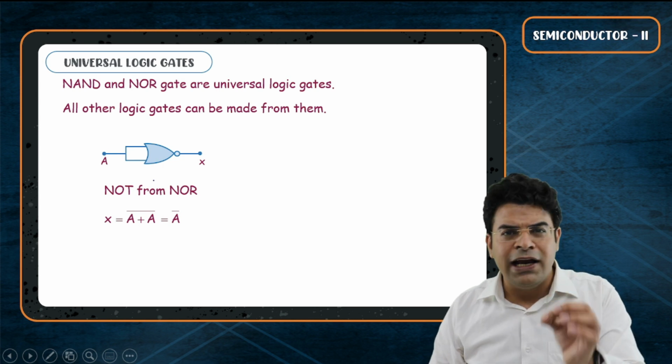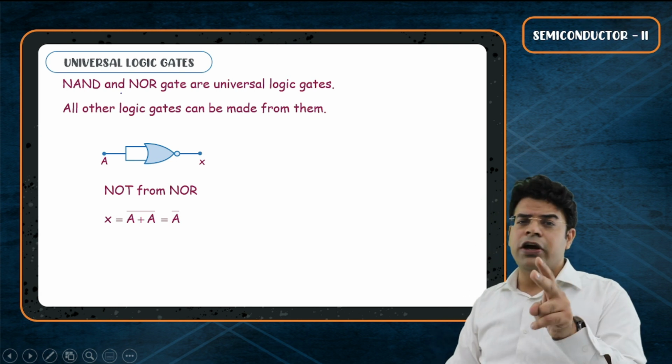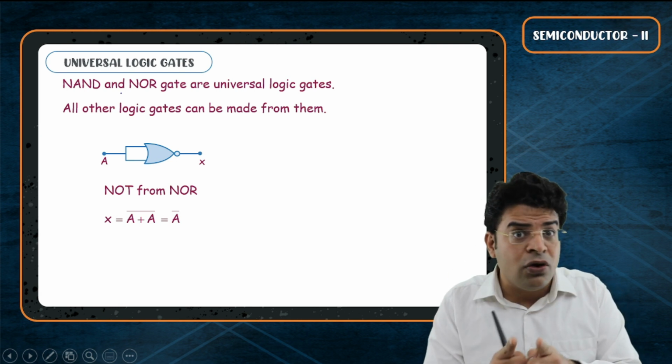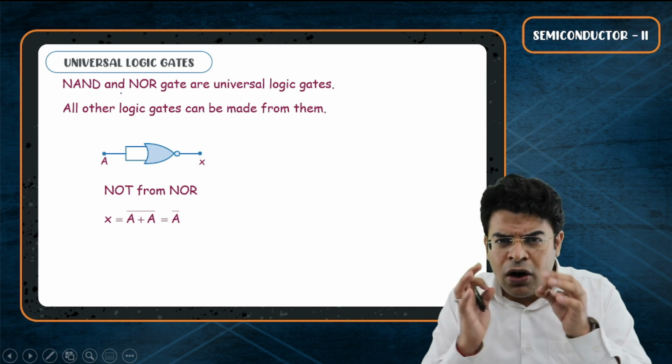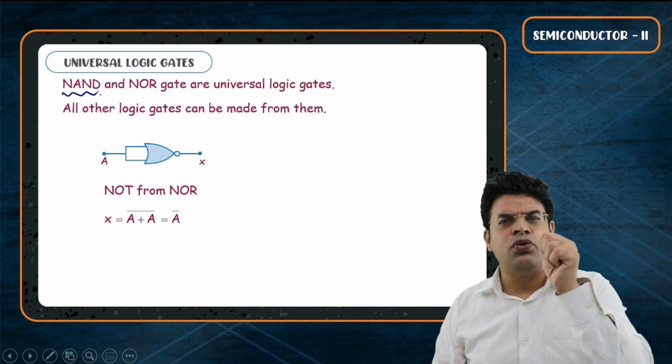Similarly, how to create a NOT gate using NAND gates is the same problem. NAND has 2 inputs, 1 output, while NOT has 1 input, 1 output. So how to convert a NAND gate into a NOT gate? Just join the 2 inputs.